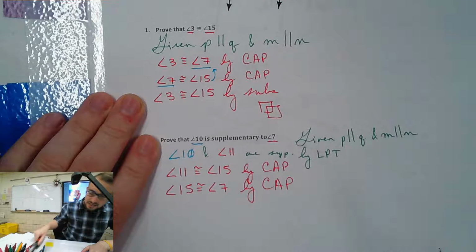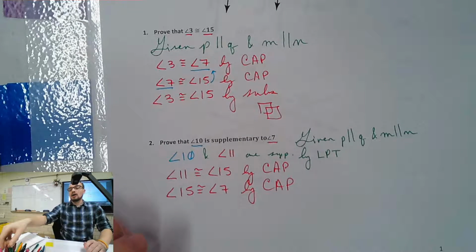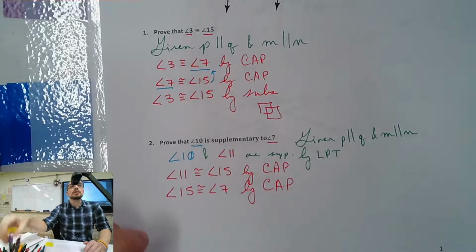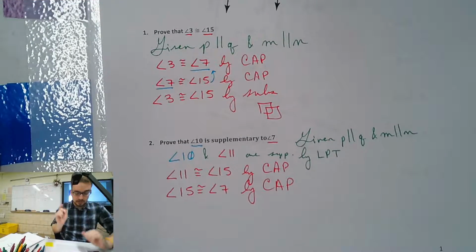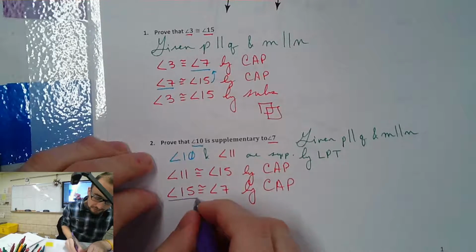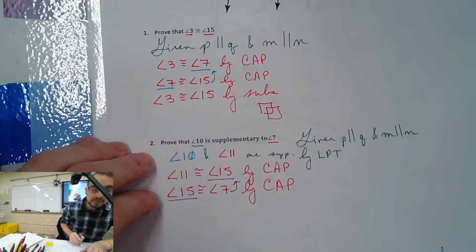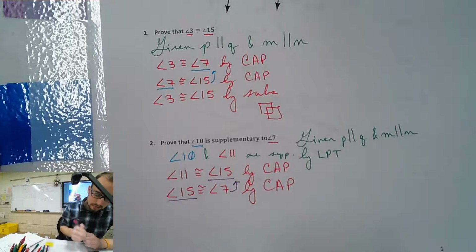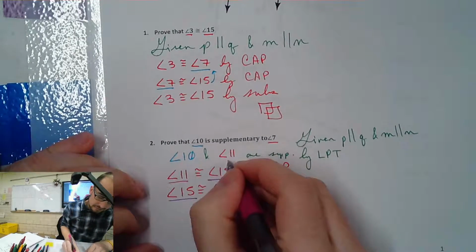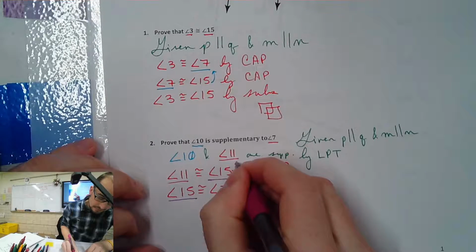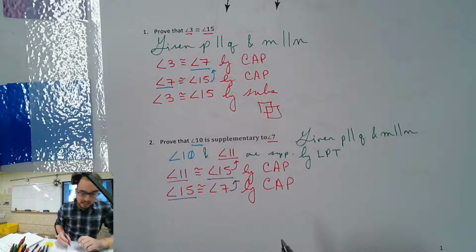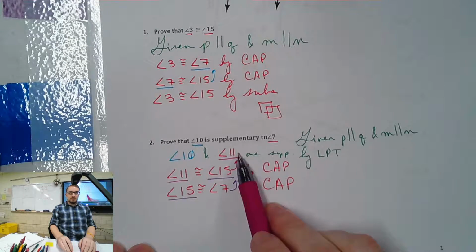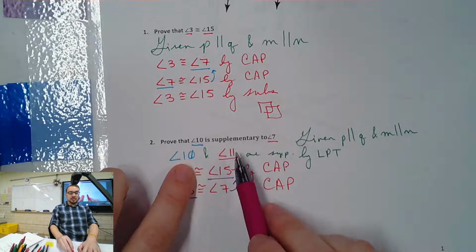And now we're going to do two substitutions at once. We haven't really used transitive property in here yet because we've been doing really simple substitutions, but I'm going to use transitive property now. So let me show you. We know that 15 is the same as 15, so we can switch out 7 for 15. We know that 11 is the same as 15, so we can switch out 15 for 11. Right? So check it out. If 7 is 15 and 15 is 11, then 7 is 11. That's transitive property. We're going to use that in a second. So 10 and 7 are supplementary.